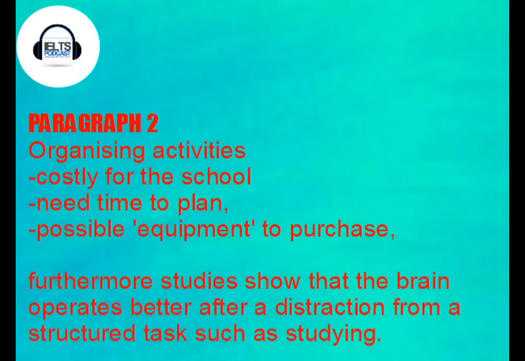Now, my second paragraph focuses on the cost and what would be necessary. Okay, so basically the disadvantages. And so I'm saying that 1, it would be costly for the school. They'd need time to plan it. They might need to buy possible equipment. And then for my example, I will say, furthermore, studies show that the brain operates better after a distraction from a structured task such as studying. Then finish the sentence with therefore.